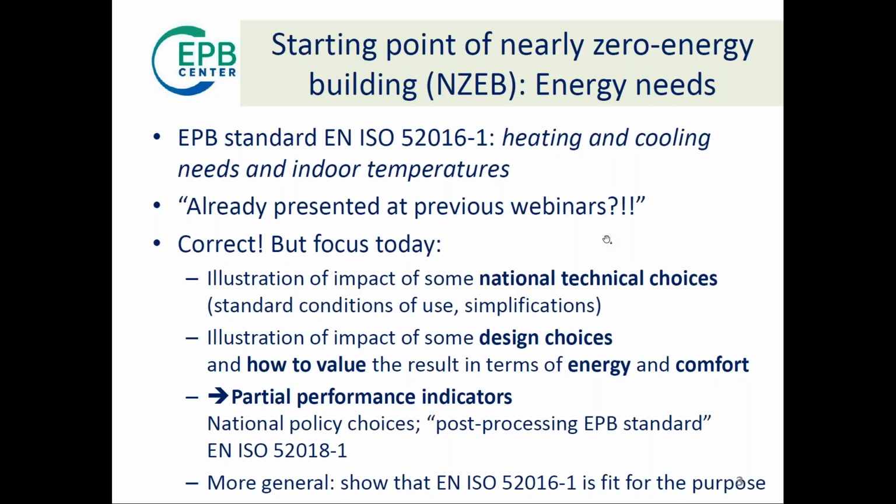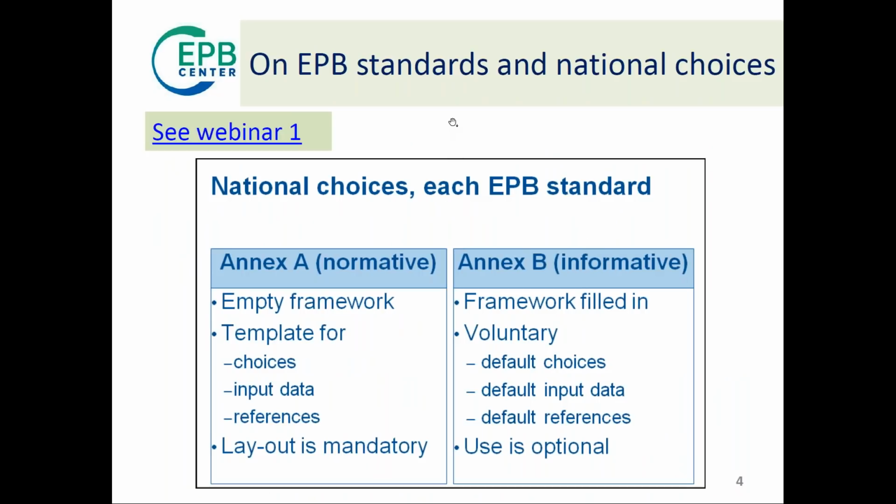So let me continue with a very important element of the set of EPB standards, and you may be quite aware of this if you attended one or more of the previous webinars. That is that each EPB standard contains a limited number of possible choices that you can make at the national level. This is done in a way that each standard has an Annex A, which is an empty framework, which contains a template for specific choices in the method or specific input data or references to other standards. This is mandatory to use.